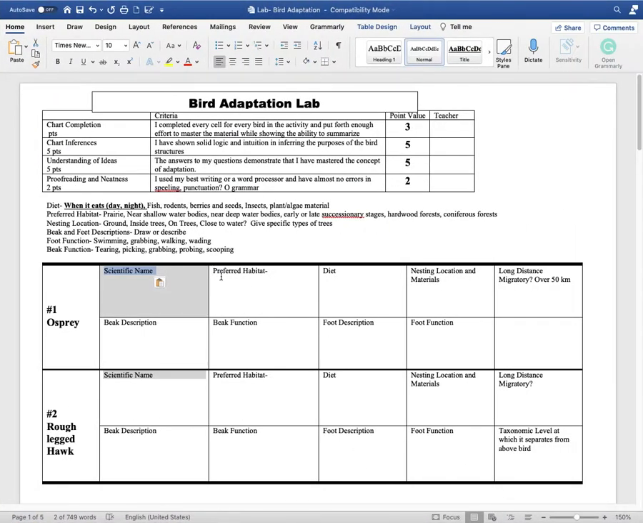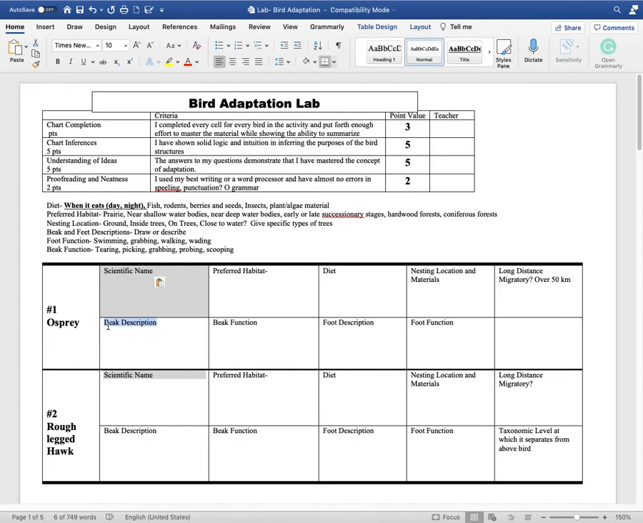Okay, so then if we look at preferred habitat, diet, nesting location, and materials, we notice up here that there are choices for you. So you read the bird information sheet and then choose from these choices. Okay, you'll also need to figure out, is it long distance migratory? Does it migrate over 50 kilometers, which is about 30 miles?